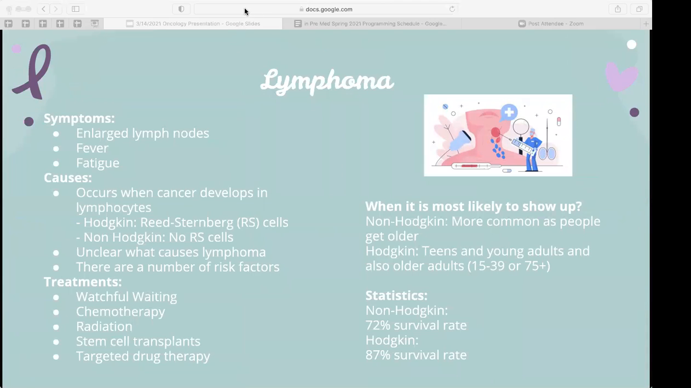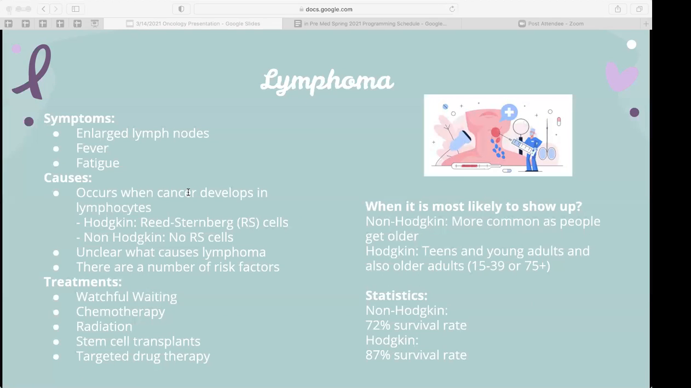Hello, the next type of cancer is lymphoma. The lymphatic system is the system that protects your body from illness. Lymphoma occurs when cancer develops in lymphocytes, which is a type of white blood cell that plays an important role in your immune system. There are 2 main types of lymphoma, non-Hodgkin and Hodgkin, Hodgkin being the one that's more common. The difference between the two is the type of lymphocyte affected. Hodgkin's has large cancer cells called Reed-Sternberg or RS cells, while in non-Hodgkin, these cells are not present. Non-Hodgkin can arise in any lymph nodes in the body, while Hodgkin typically begins in the upper half.